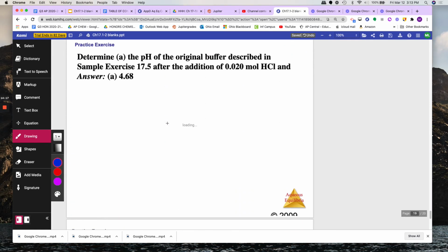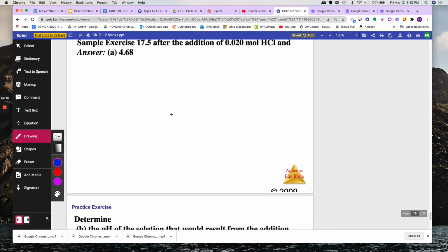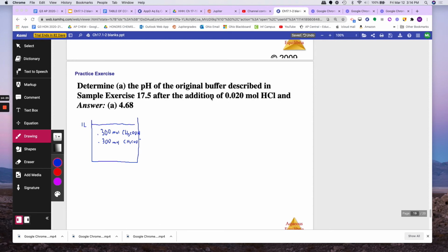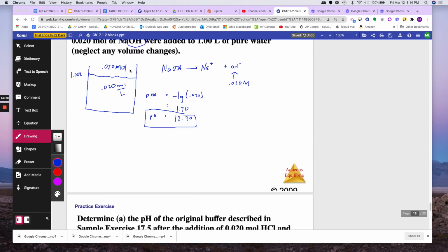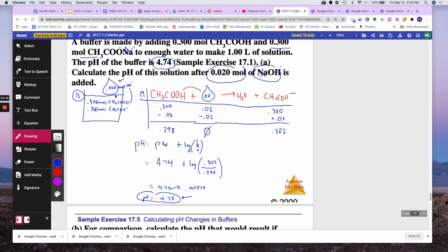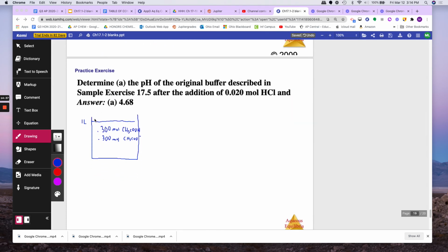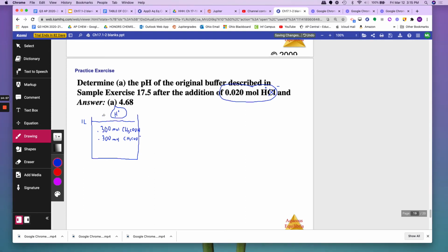Okay, let's try another problem. It says determine the pH of the original buffer described in sample exercise 17.5. So you have, it's the same beaker, okay? You have a buffer right here, and I drew that right here. 0.300 moles inside 1 liter of the acid and the base, okay, in your buffer. Now, instead of adding NaOH, you're now adding some HCl. So you're adding drops of H+. Again, I'm ignoring the Cl-. Okay, and you have 0.02 moles of that.